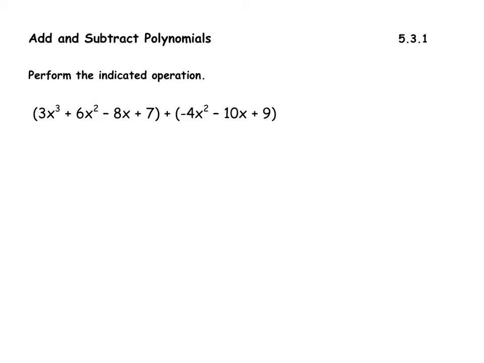A polynomial is in standard form if the biggest exponent is first, and then the exponents decrease until the number is on the end.